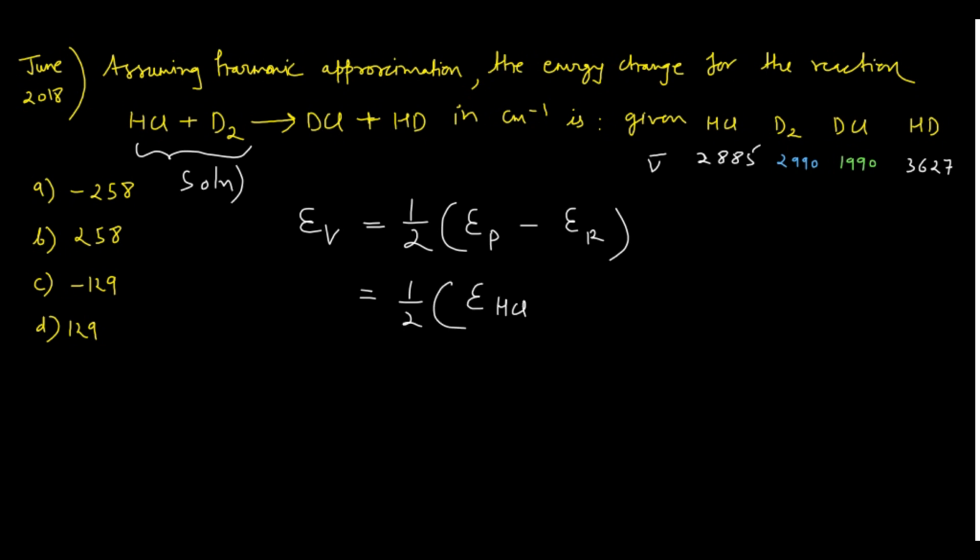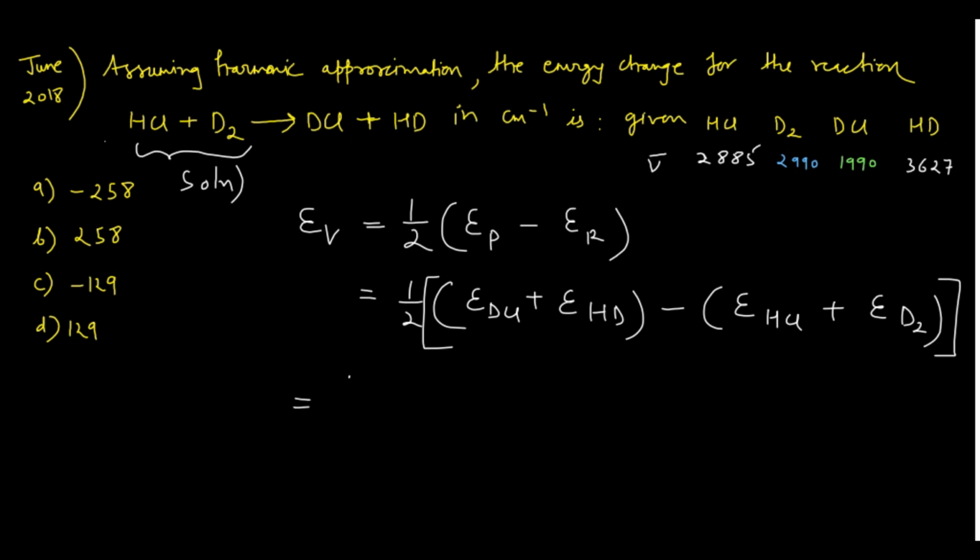Sorry, very sorry, these are the reactants and these two are the products, so I have to take the products here. So you can write E of DCl plus epsilon of HD, then minus epsilon of the reactants, and your reactants are HCl plus epsilon of D2. So basically this problem is like that.